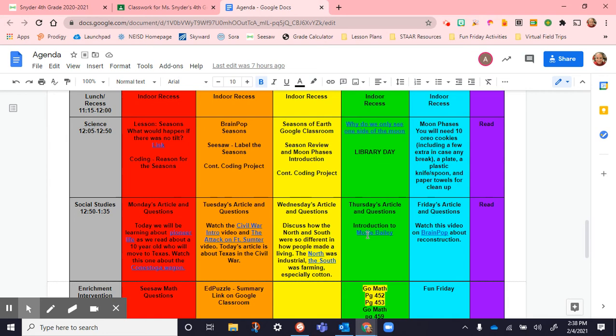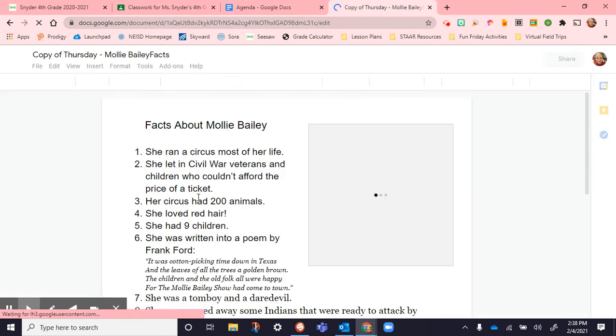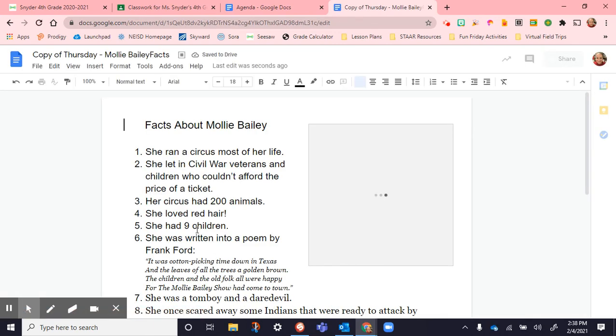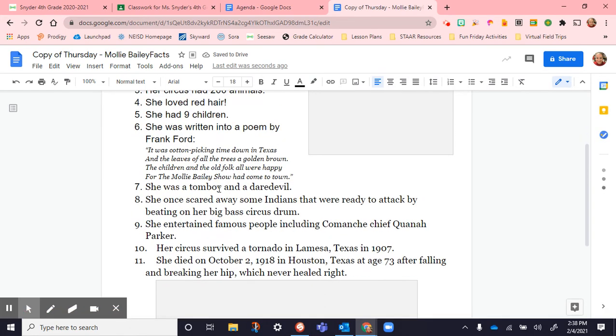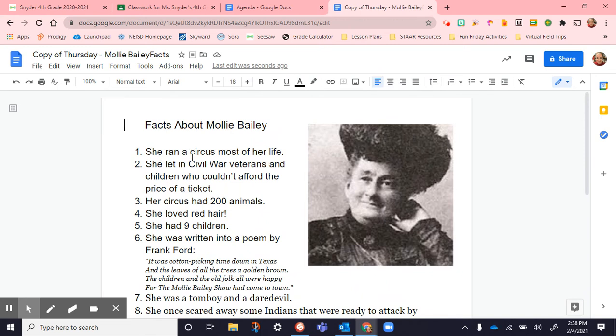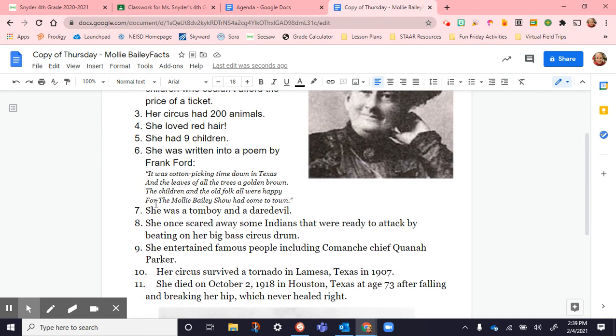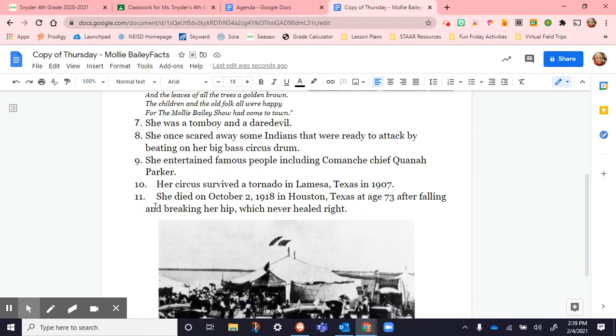And then before we went to library, we went ahead and snuck in some social studies. So this talks about Molly Bailey, and she was a spy. And so these are just some facts about her life that you can read about. She also was into the circus. She ran a circus after her spy life, had more than 200 animals, loved red hair. Her husband had red hair. She had 9 children, tomboy, daredevil, kind of an interesting life here.